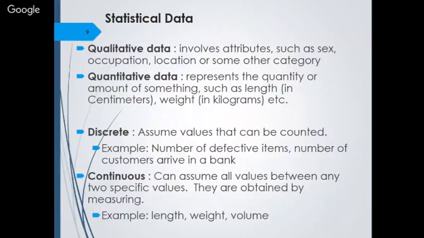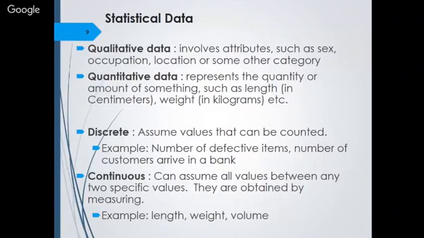Quantitative data represents the quantity or amount of something, such as length in centimeters, weight in kilograms, like that. These are the examples. For qualitative data, I already said colors like yellow, blue, green are examples of qualitative data.